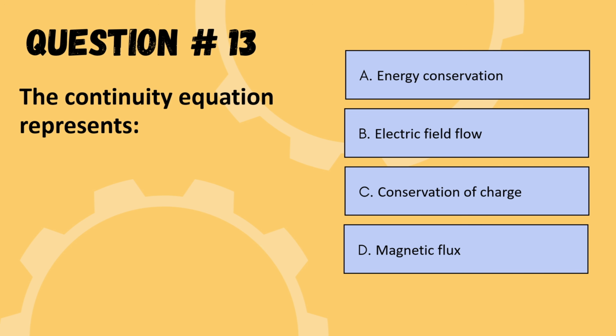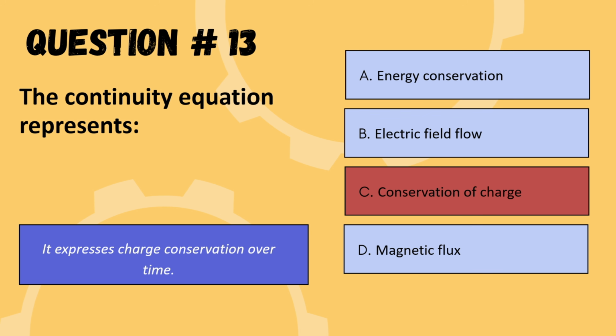Next question is, the continuity equation represents, options are energy conservation, electric field flow, conservation of charge or magnetic flux. So the correct option is option C, conservation of charge. So we are moving to question number 14.